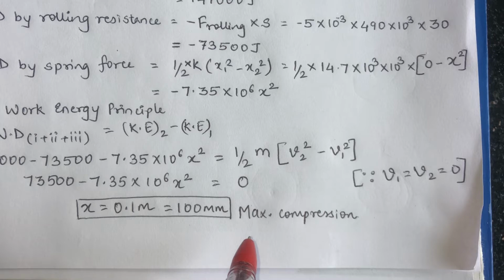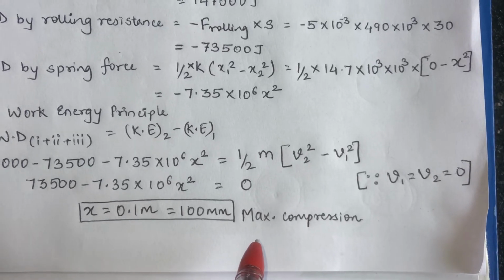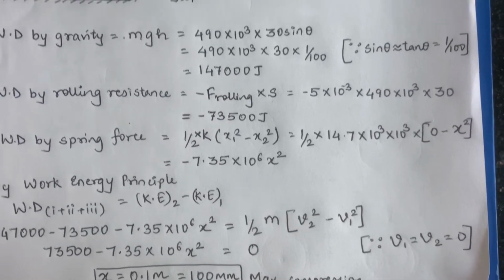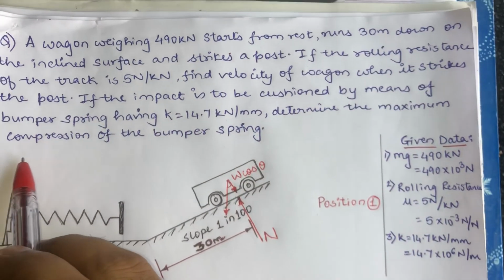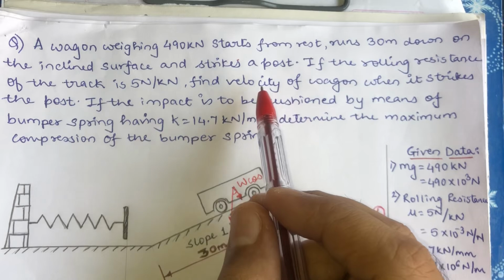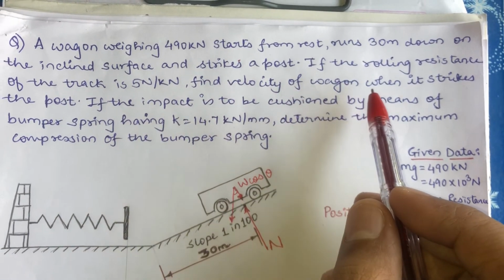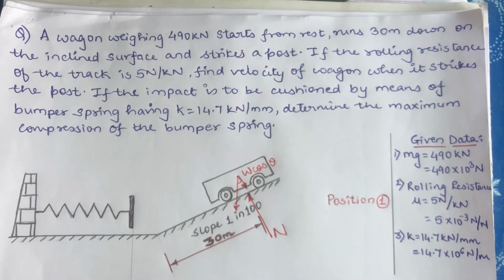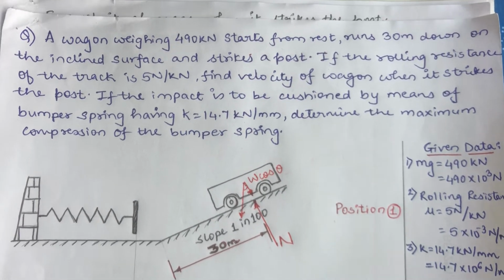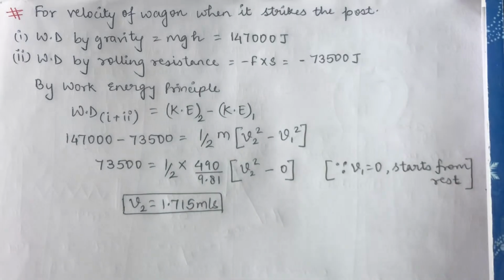Till now, I hope you understood the solution. Now coming to the next part, as mentioned in the question, the maximum compression is determined, which was 100 mm. Now we'll find out the velocity of the wagon when it strikes the post. So let's have a look at this part.